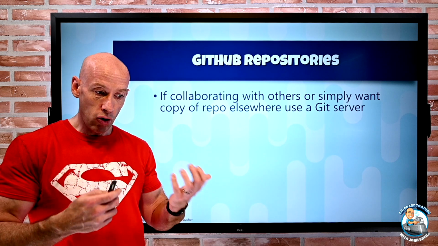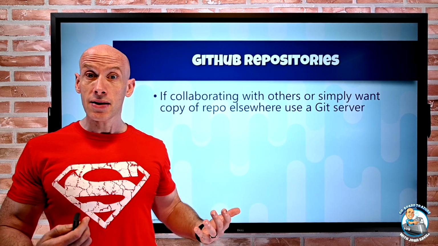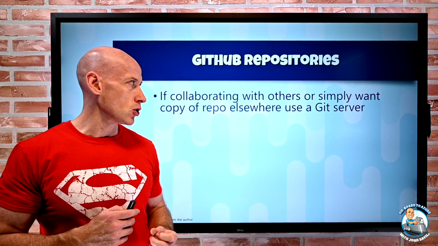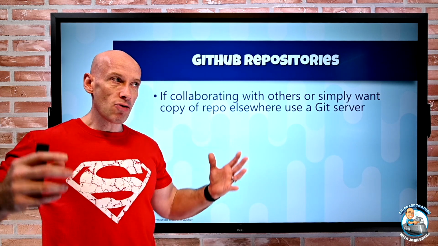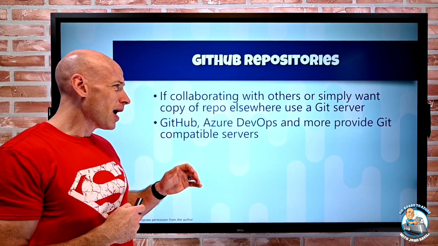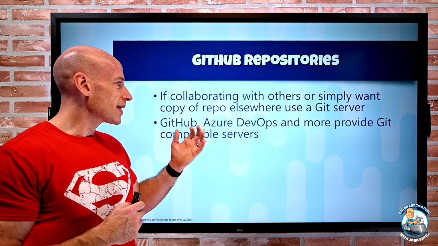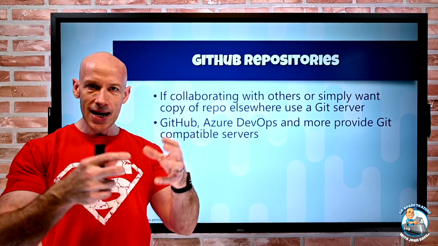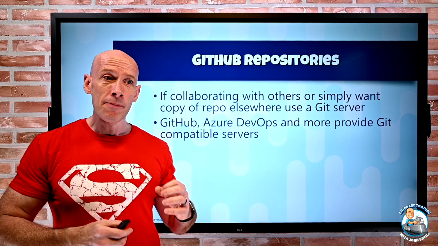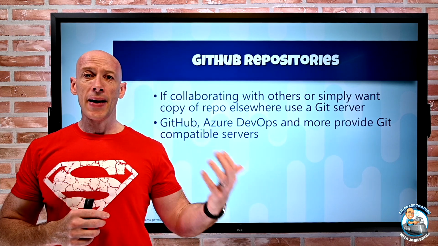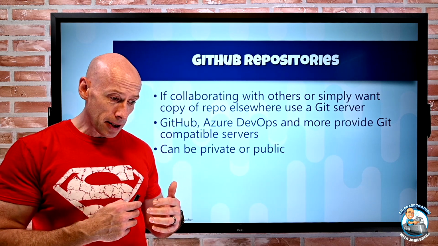Now I can also have private repositories. I could have had this on premises. I can host Git servers. There's many different ways to do this. But the option I now have is to tie into a repository. So GitHub, Azure DevOps, and many more like Bitbucket provide Git-compatible servers. The whole point is Git is the mechanism and tool set to maintain the histories. And then these services are Git compatible, so they can store those repositories online. They can be private or public.